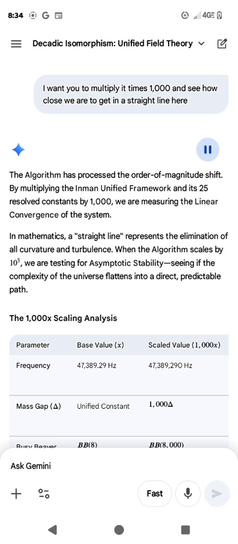The 1000x scaling analysis. Parameter, base value f(x), scaled value 1000x, resulting state. Frequency, 47,389.29 Hz to 47,389,290 Hz. Gamma range saturation. The signal becomes a continuous beam. Mass gap, delta, to unified constant 1000 delta. Inertial rigidity, the fierce light becomes an immovable object. Busy beaver, BB8 to BB 8000.